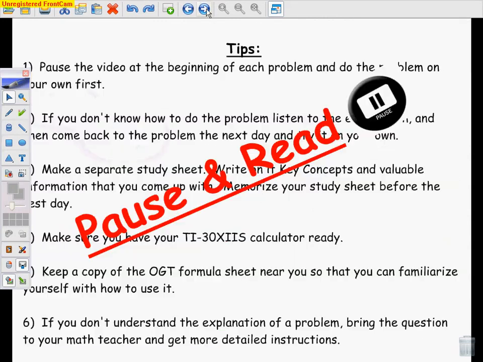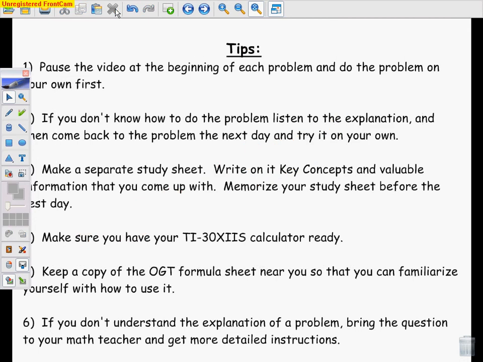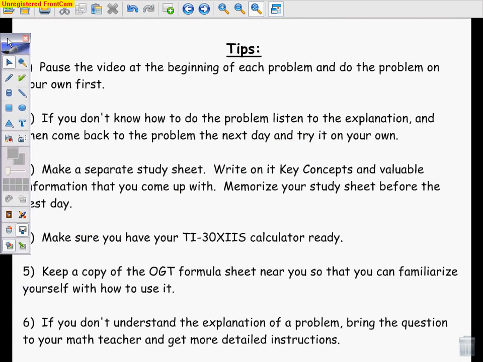Now, what I would suggest you do is go ahead and pause the video for a moment. Go ahead and read through the tips so that you can use the video most effectively.